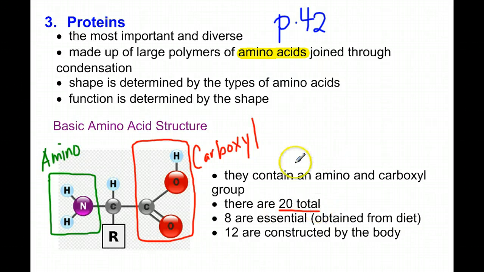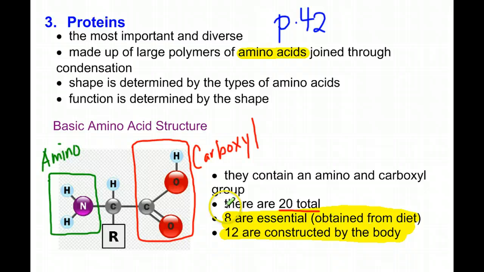Okay? And one other important thing, I'm going to highlight this. This is very important. Out of the 20, 8 are considered essential. So what that means to us is that we can get them from eating different foods. The other remaining 12, we can't eat them, but they are constructed by our body. And so the word essential means we can obtain it from diet or the foods that we eat.